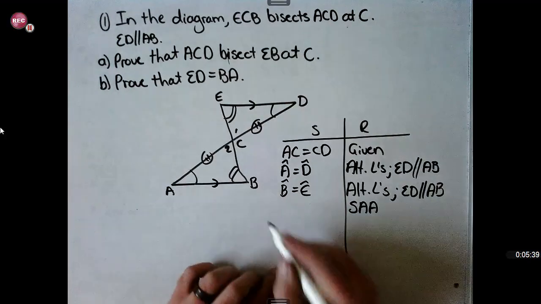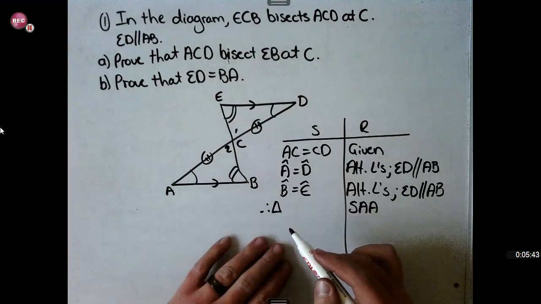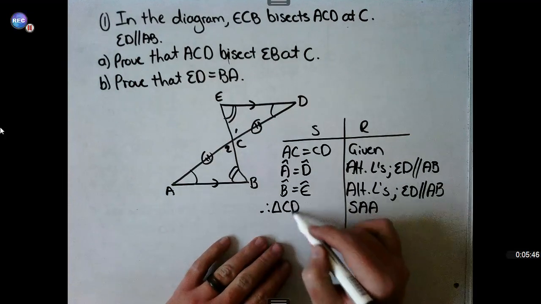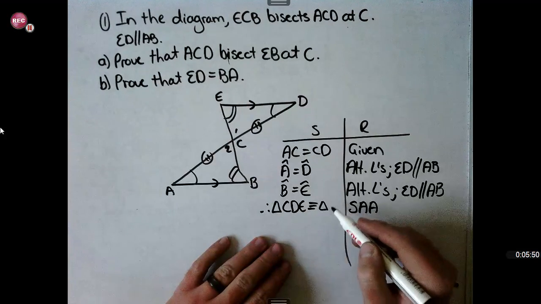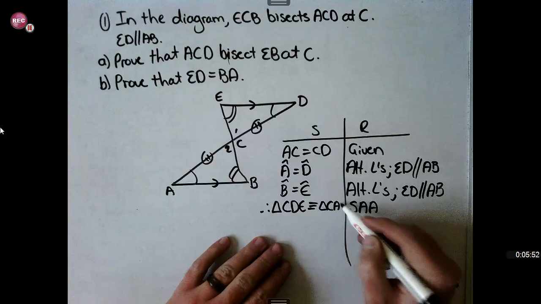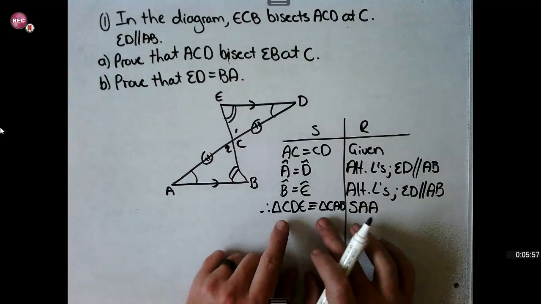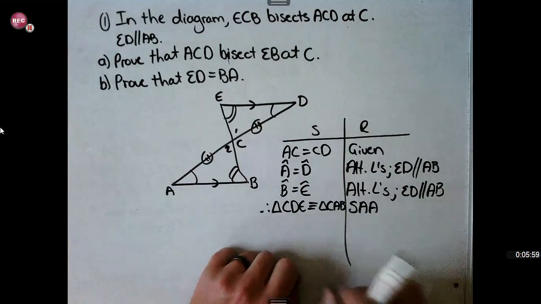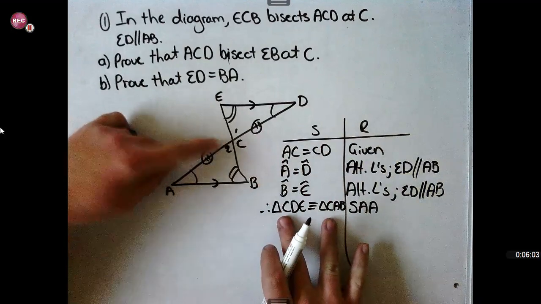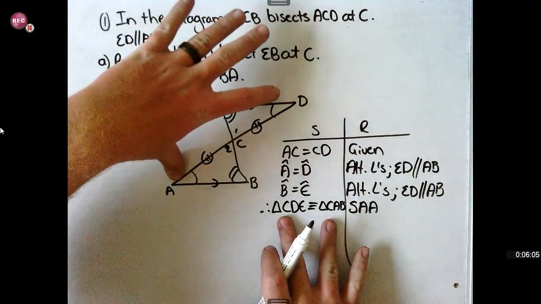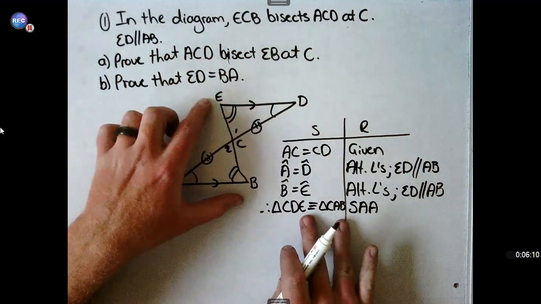And the conclusion states that therefore triangle CDE is congruent to triangle CAB. Remember to always write your conclusion, to have the corresponding angles together. C was written first, A and D second because they're corresponding, and then E and B because they are corresponding.